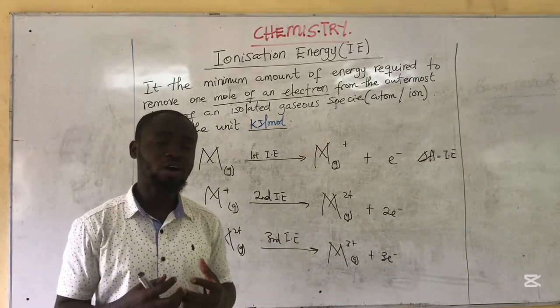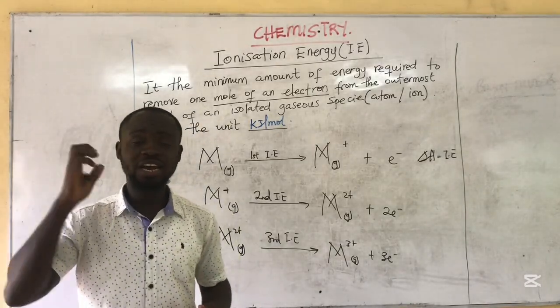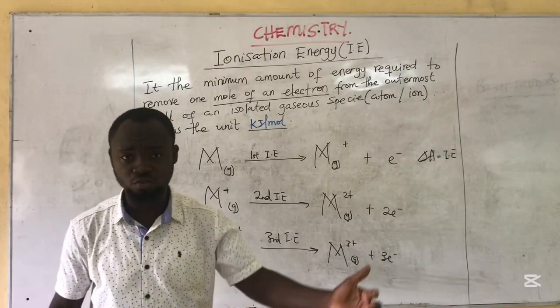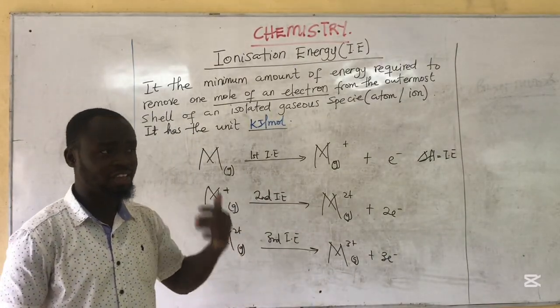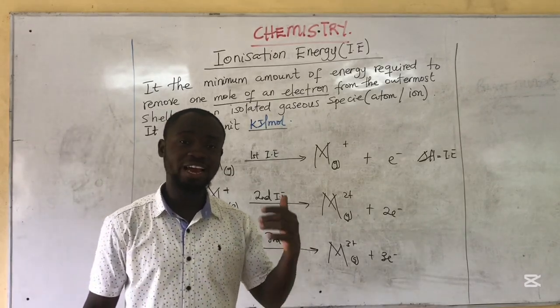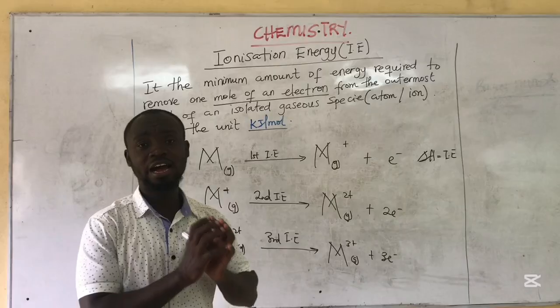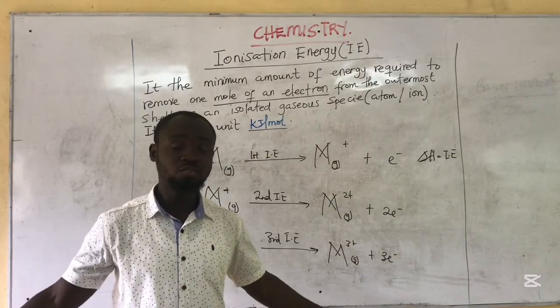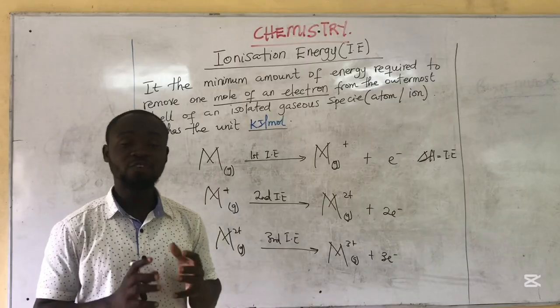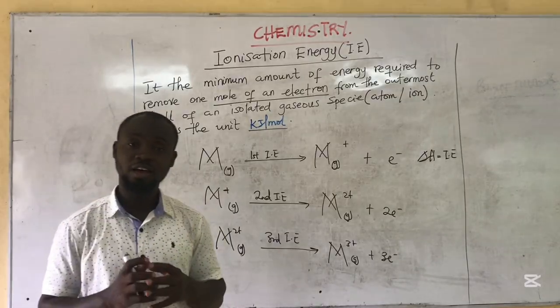Don't forget that once an electron is removed from the outermost shell of an atom, it changes. It's as if it has lost an electron, so it changes from the atomic state into the ionic state, and the ionic state is specifically a cation. The energy that is required to do this is what we call the ionization energy. And the factors, I've listed them as well.